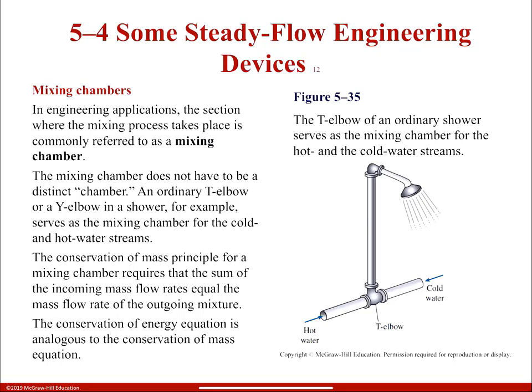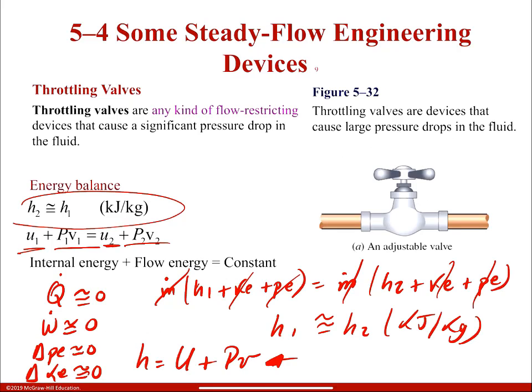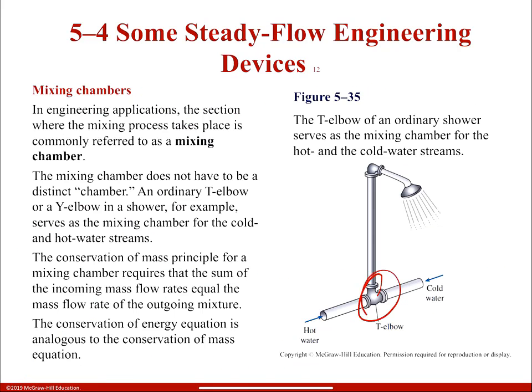Okay, mixing chambers are very simple. In engineering applications, the section where the mixing process takes place is commonly referred to as a mixing chamber, which is here. This is where they mix. The mixing chamber does not have to be a distinct chamber. An ordinary T elbow or Y elbow in a shower, for example, serves as a mixing chamber for the cold and hot water streams. So pretty much a mixing chamber is a device used to mix two different currents of fluids.